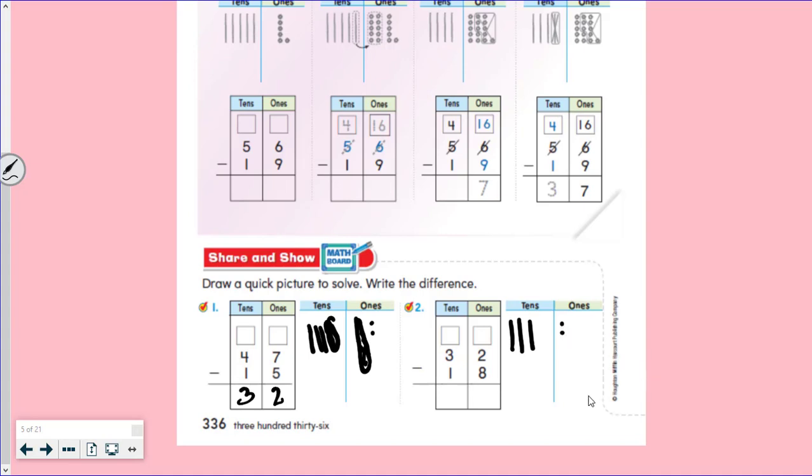And we have to take away 18. So we start in the ones. 2 ones. I can't take away 8 from 2. So I have to regroup.